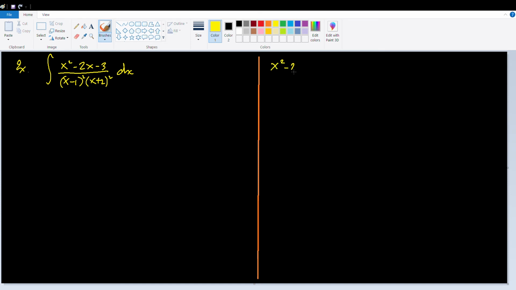X squared minus 2x minus 3 all over. The denominator is already given in the factored form. So both factors are linear and both are repeated. So a over x minus 1 plus b over x minus 1 squared plus, we go now to the factor x plus 2, so c over x plus 2 plus another one, d over x plus 2 squared.